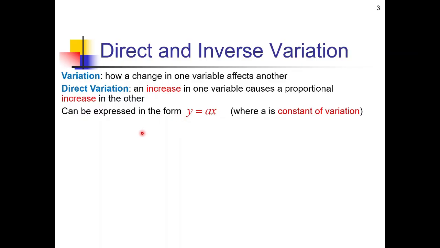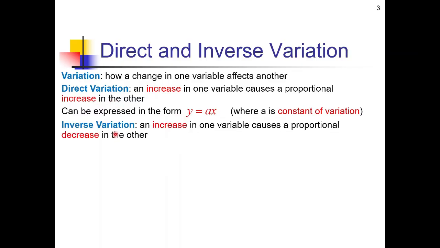Now, the other type of relationship is inverse variation, where an increase in one variable causes a proportional decrease in the other variable. And these can be written in the form y equals a over x. So a is some constant. And notice as x gets bigger and bigger and bigger, y is going to be getting smaller because you're increasing the size of your denominator. So with that theory out of the way, let's do a couple problems here.